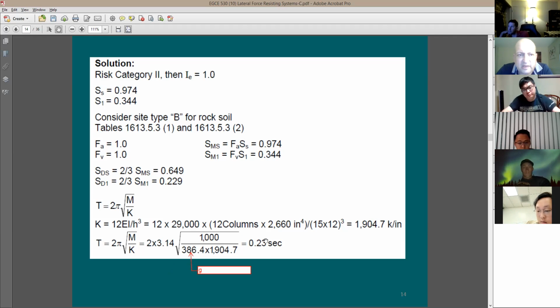Now here's a hypothetical question. What happens if the exact natural period is lower than TA? Let's say TA is going to be 0.7 seconds, right? And T, the accurate method, gives you 0.23 here. Which one to use?